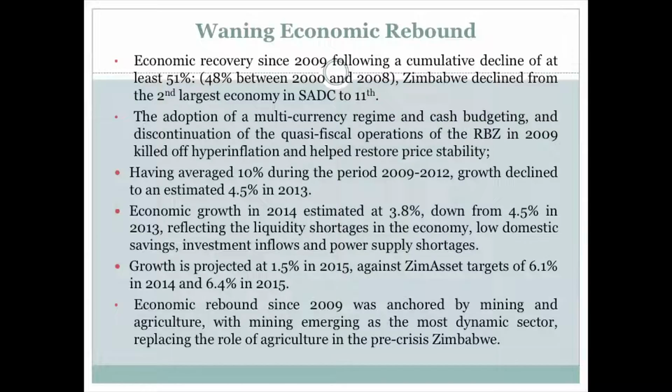So in 2009, Zimbabwe moved from being the second largest economy in SADC to the current level where we're number 11 in SADC. However, there was the adoption of the multi-currency regime and cash budgeting and the discontinuation of the quasi-fiscal operations by the Reserve Bank. You remember the Reserve Bank had become everything. They became agriculture, they became in charge of local authorities, everything. And they were printing money to run this, which was highly inflationary. And as a result, everything collapsed in 2008.